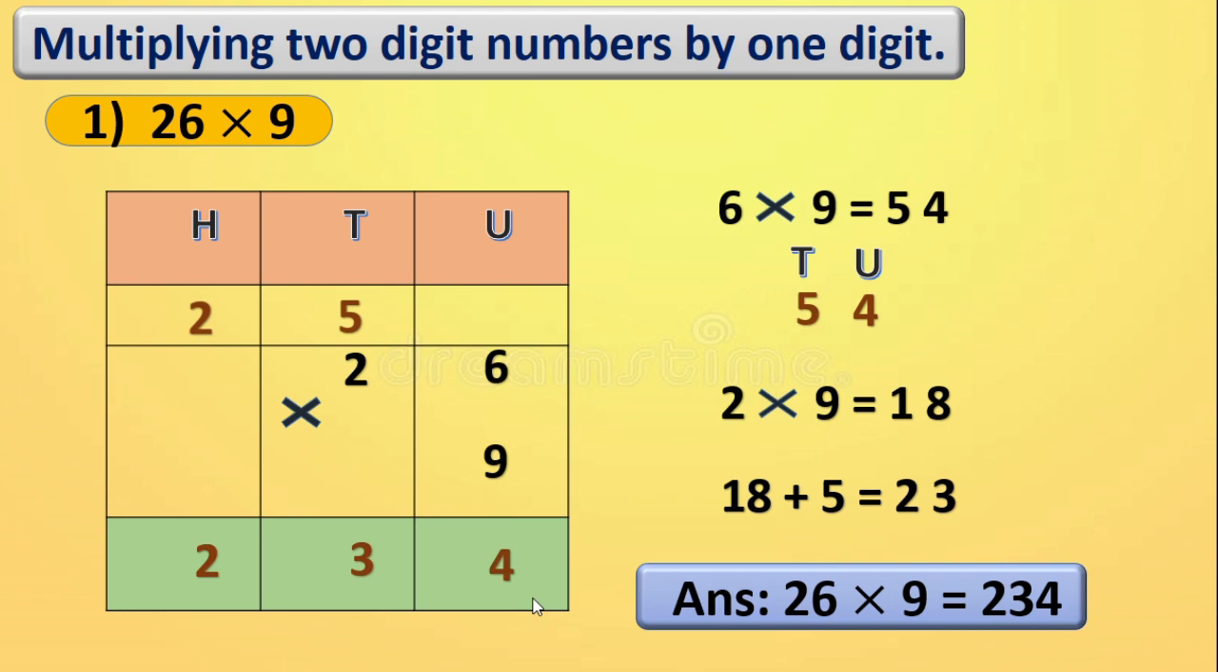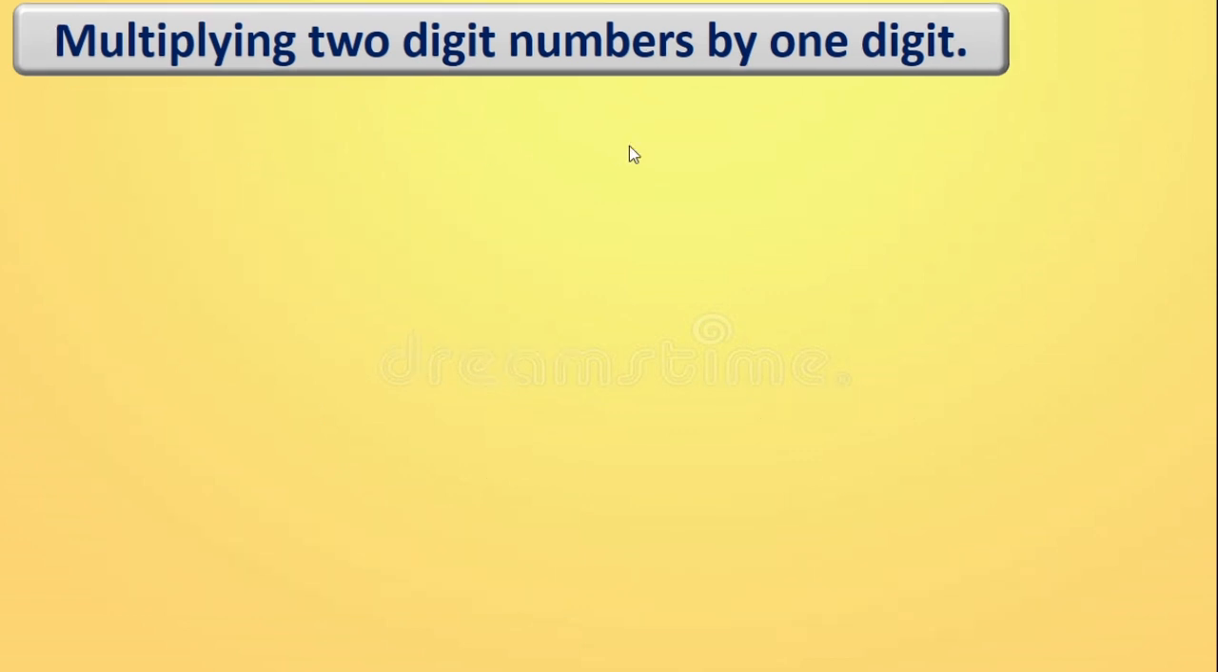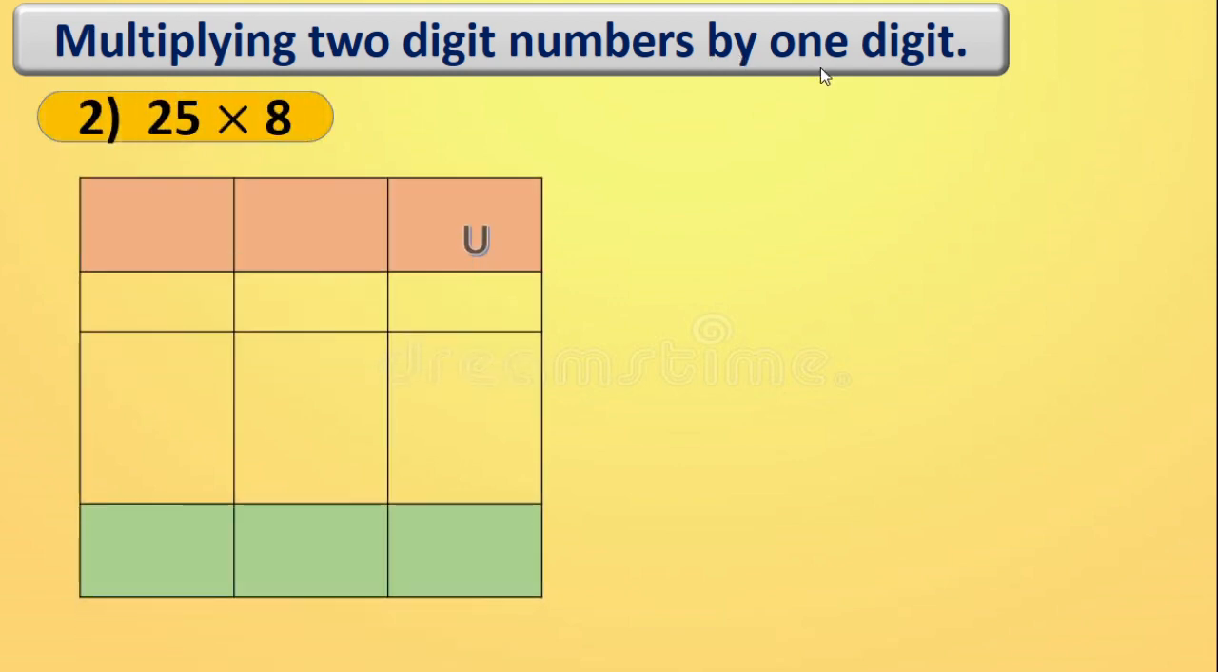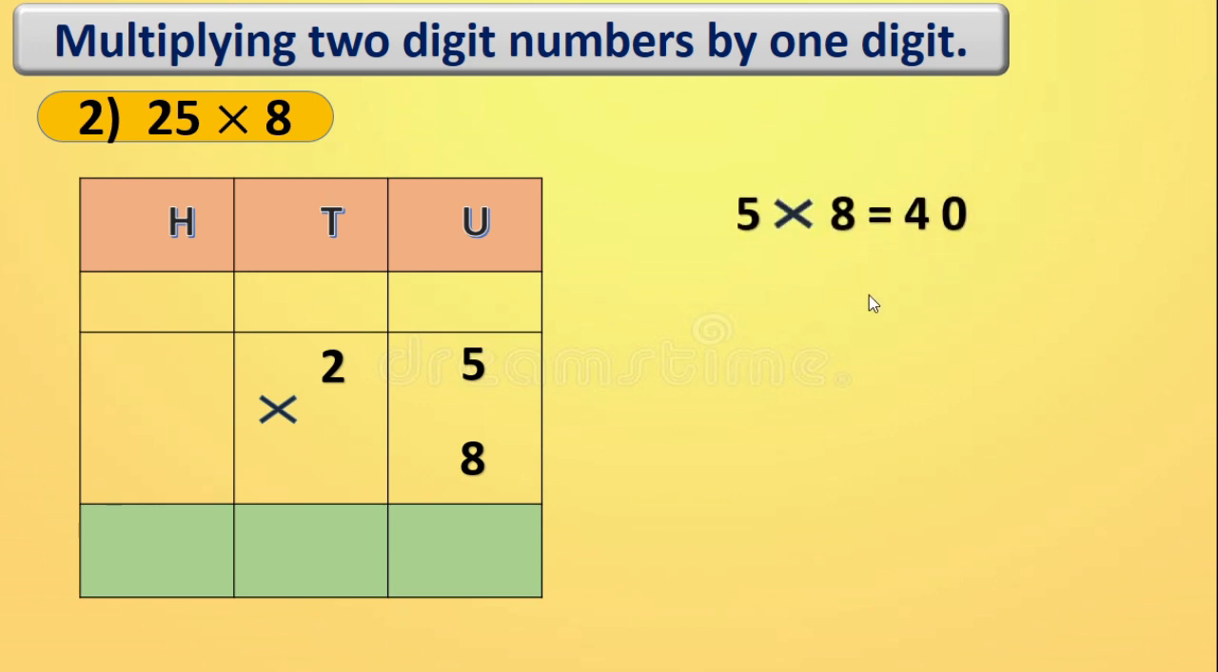We will move to the next one. Multiplying 2-digit numbers by 1 digit. One more we will try. So we will write units, tens and hundreds. 2 in the tens place and 5 in the unit place. Multiplied by 8. Now first 8 5s are unit into unit. Correct? 8 5s are how much? 40. Okay, 40 we will write here.